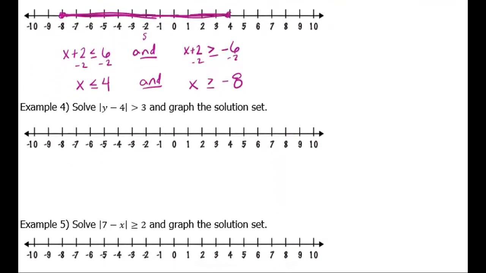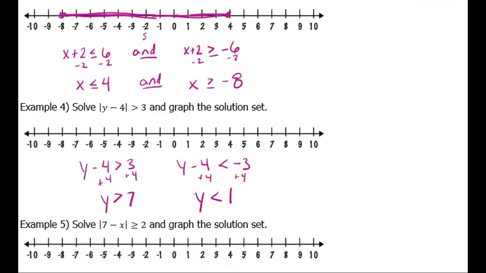So let's start with this one, just writing the algebra about it. So y minus 4 is greater than 3. So we can take that one, write how it is. And now y minus 4 is going to be less than -3. I'm going to add 4 to both sides. I get y is greater than 7. And over here, I get y is less than 1.